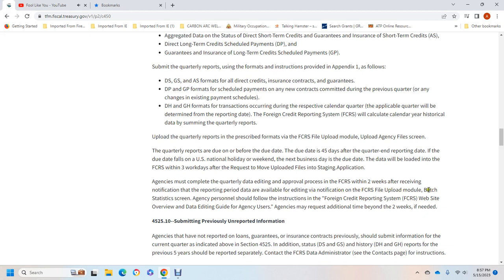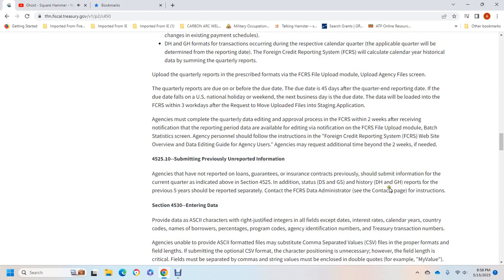File upload modification batch basic batch statistics. Creating agency personnel should file with the instruction of the Foreign Credit Reporting System with the website with the overview of the data editing guide with the agency. The agency may request additional time beyond 2 weeks if needed.